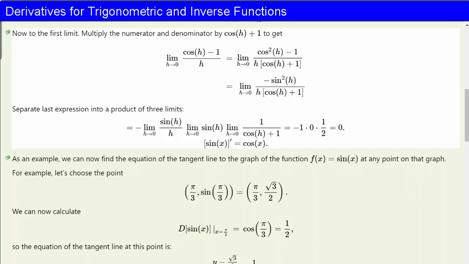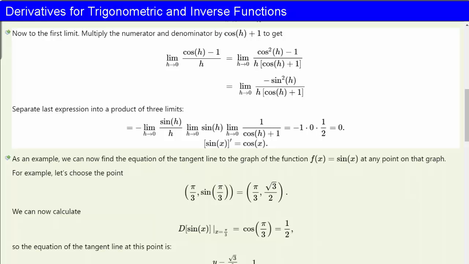Now with this latest limit, separate the expression into a product of three limits. There's a minus sign that factors out. Then you've got the limit as h goes to 0 of sine h divided by h, multiplied by the limit as h goes to 0 of sine h, and last of all, the limit as h goes to 0 of 1 divided by cos h plus 1. Each of these limits we know. Sine h over h goes to 1. Sine h goes to 0 because the sine function is continuous at 0. And the limit of 1 over cos h plus 1 goes to a half. And the product of these three numbers is, of course, 0.